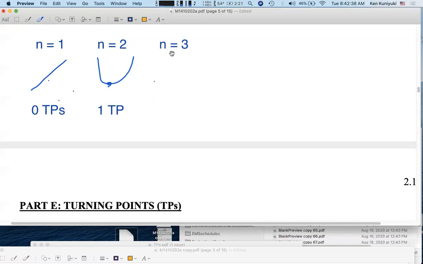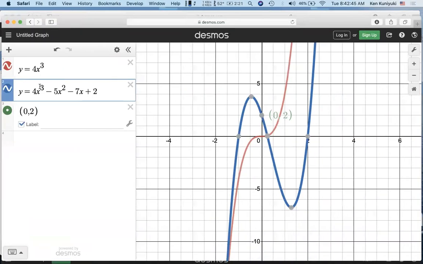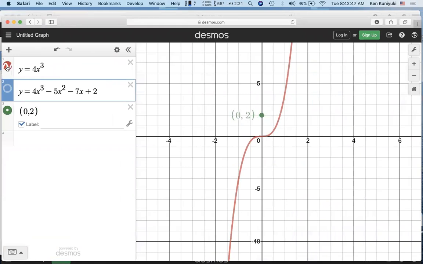But now how many turning points can a third degree polynomial graph have? It depends. And in fact, we have a couple of examples here. The graph of y equals 4x cubed, that has no turning points. We say that this function is monotonically increasing. It keeps going up, up, up, up, up. This graph has no turning points, 0 turning points.